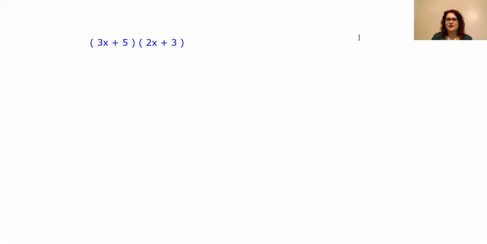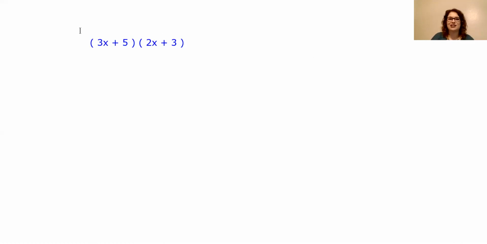Let's talk about multiplication with binomials. Remember, a binomial is a polynomial with two terms, and in special cases like what we're about to talk about, we have multiplication of two binomials that follows a certain process. We can use the distributive property of multiplication to solve problems like this, but when we have two binomials, in our case 3x plus 5 and 2x plus 3, we can follow the steps of FOIL.